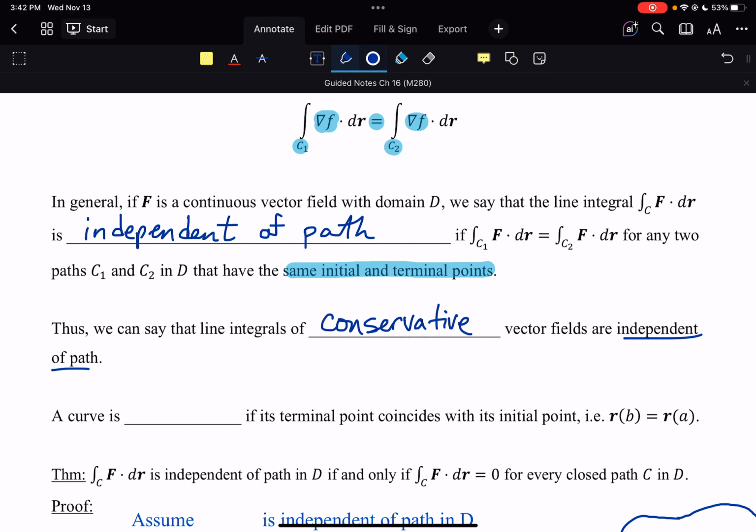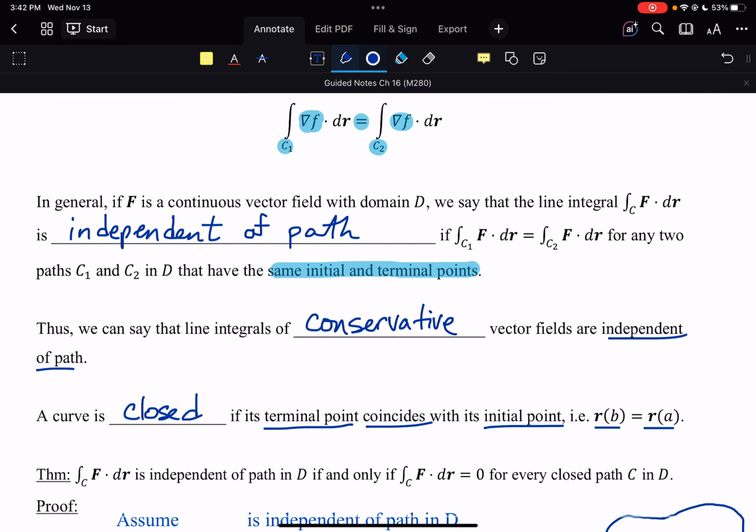Now, one additional note, we got a lot of terminology in this section, which we'll see on the upcoming pages as well. But one piece of terminology just for right now: a curve is said to be closed if its terminal point coincides with its initial point. So R of B equals R of A. If it starts and ends at exactly the same spot, the terminal point and the initial point are the same.